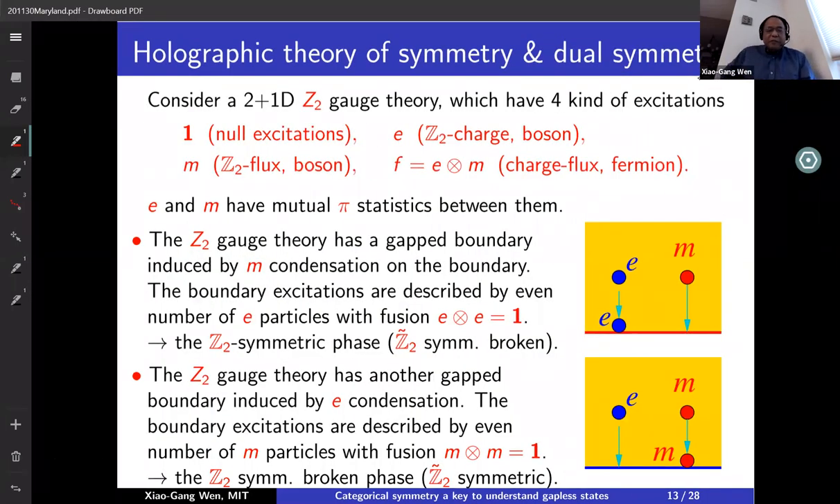So let me just tell this story. There's a way to understand symmetry or categorical symmetry from a topological order in higher dimension, from this holographic point of view. So let's consider this two plus one dimensional Z2 gauge theory. And it has four kinds of excitation: the null or trivial excitation, a Z2 charge, a Z2 vortex or Z2 flux, and their bound state, which is a fermion. It's kind of strange that the Z2 charge is a boson, the Z2 flux is a boson, and their bound state became a fermion. This is possible because the Z2 charge and Z2 vortex have a non-trivial mutual statistics, which is a mutual pi statistics.